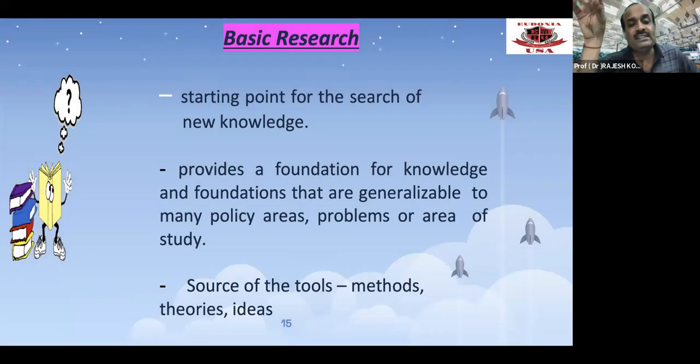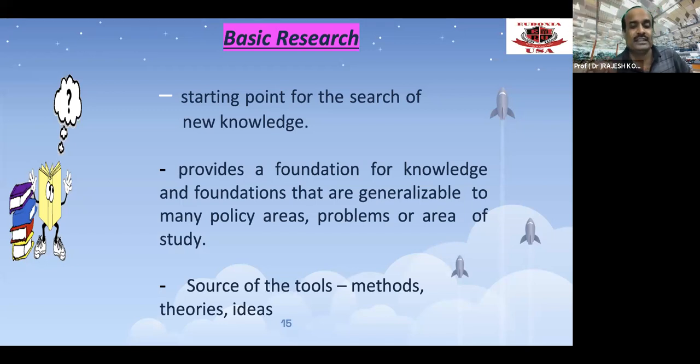Next one is basic research. Basic, the name itself shows that it is a starting point for the search for new knowledge. It adds new information to the domain of science or any field of knowledge. It provides a foundation for knowledge, and foundations that are generalizable to many policy areas, problems, or any areas of study, whatever it may be. It adds a new knowledge, a new information, to that respective domain of research.